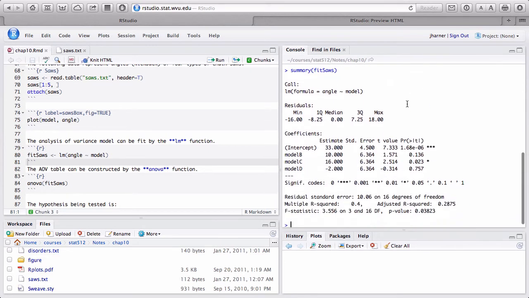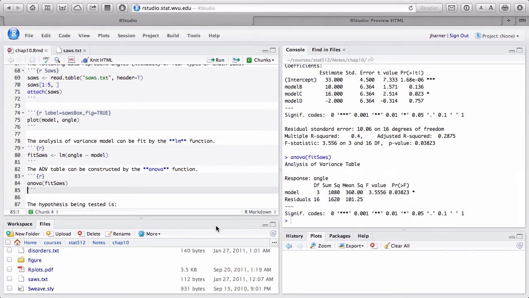Okay, so now, we haven't talked about the standard errors and the t-tests and so forth yet, and so I'll come back to that. What I want to do now is, there's another function called anova. So I'm going to do anova, and this will give us an analysis of variance table, and this very much looks like what we were doing before.